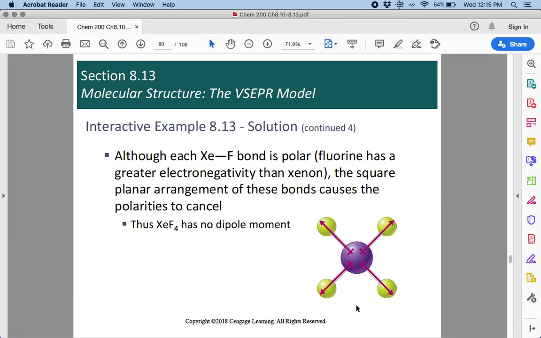So is there any way I could cut this molecule up? Is there any direction I could cut it in where all of a sudden I would be able to say, yep, I found a portion where I have all slightly positive and a portion where I have all slightly negative? No, I can't, because this molecule is symmetrical. So this molecule has no dipole moment. So even though there are 4 polar bonds, the overall molecule is not polar.